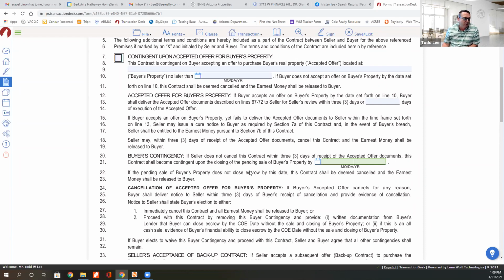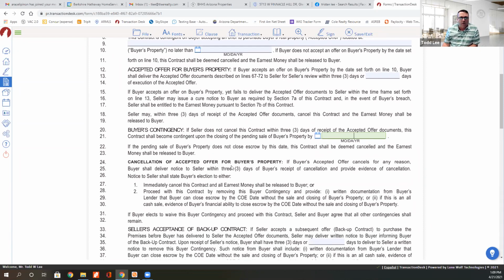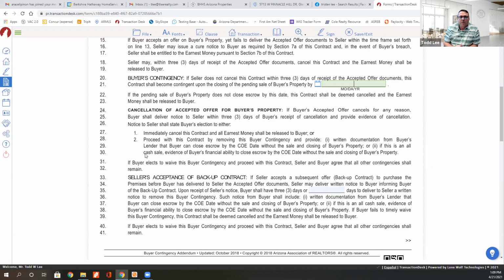Give yourself at least a month to get that one closed, or hopefully you can get it done sooner than that. If the pending sale of the buyer's property does not close by this date, the contract shall be deemed canceled and the earnest money shall be released to the buyer. So if their home doesn't close, then they can still get their earnest money back. That keeps that contingency in place.